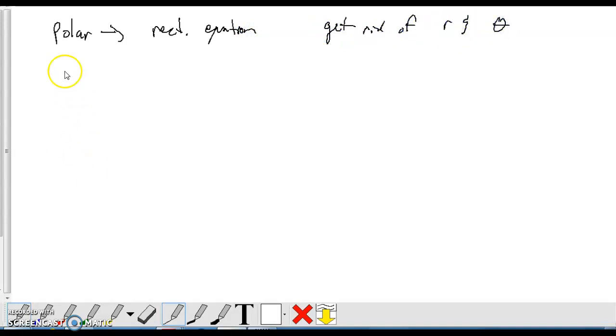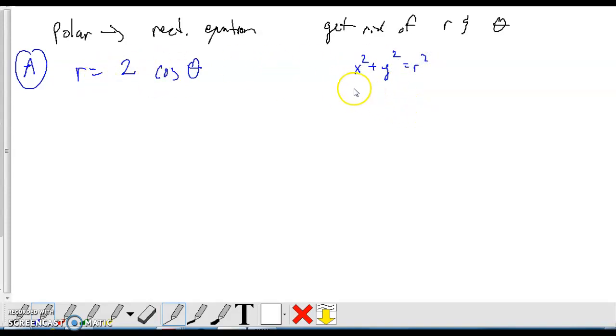That's essentially it. All right, so my first one, we'll call this a again. r is equal to 2 cosine of theta. Looking at this problem, I know that x squared plus y squared is equal to r squared. I don't have an r squared. I know that x is equal to r cosine of theta, y is equal to r sine of theta. So I don't need this guy.